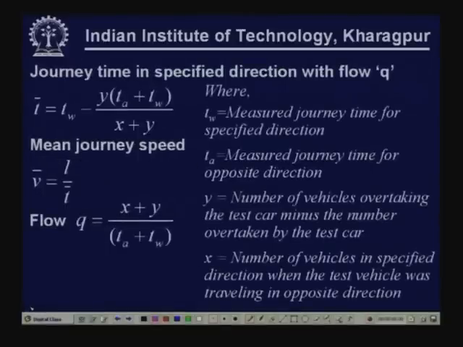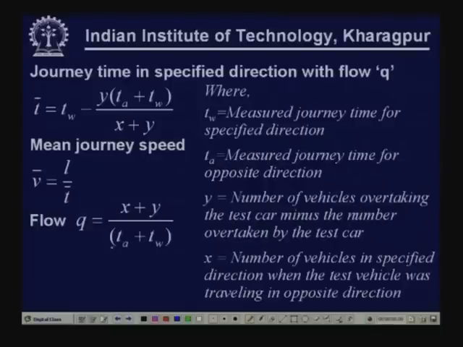From the recorded data, from multiple runs, we calculate the average journey time in a specified direction with a flow q. How is the flow calculated? Flow is (x + y) / (T_A + T_W).